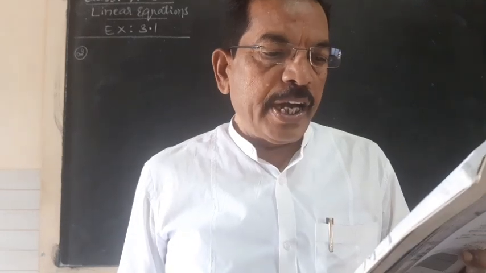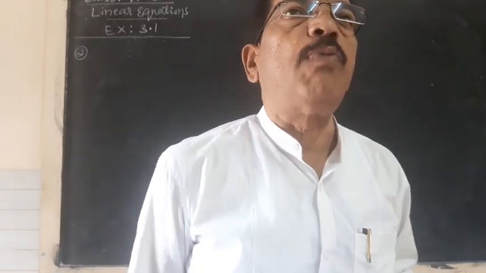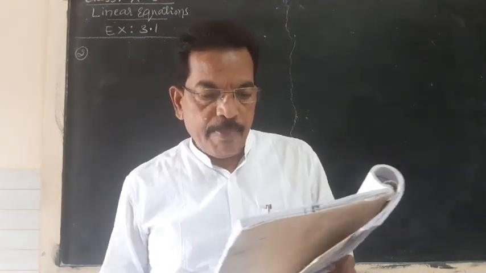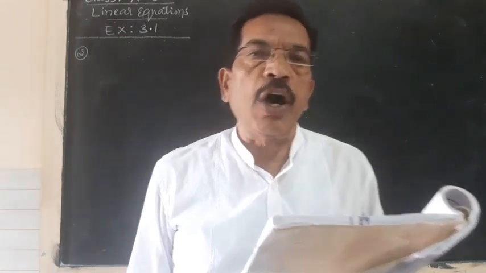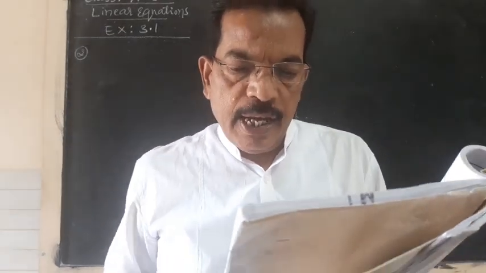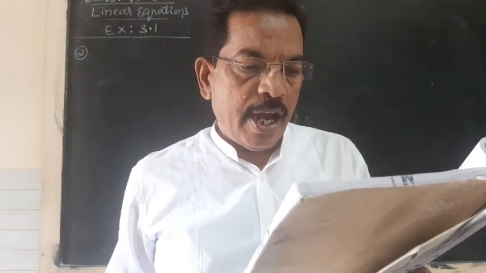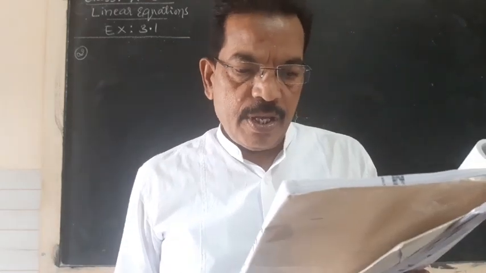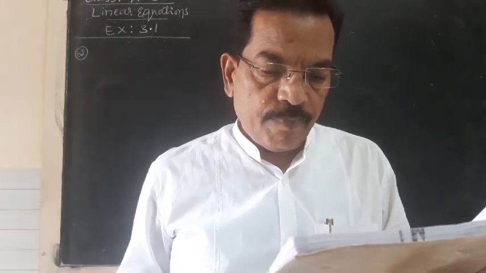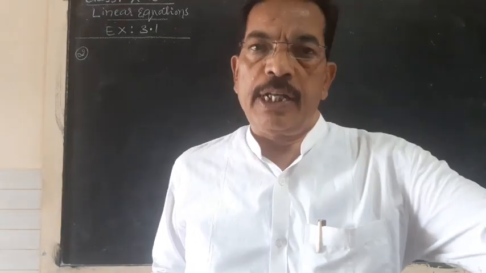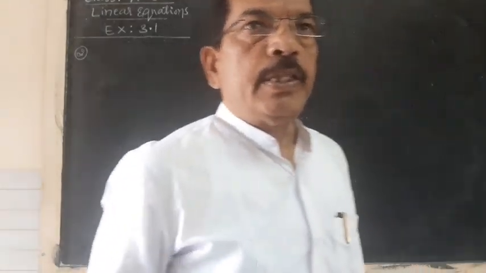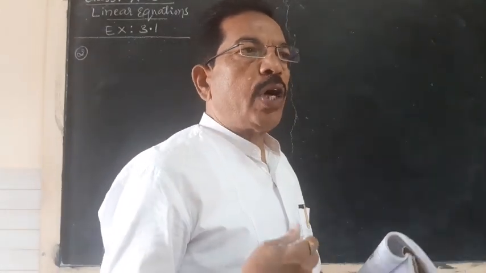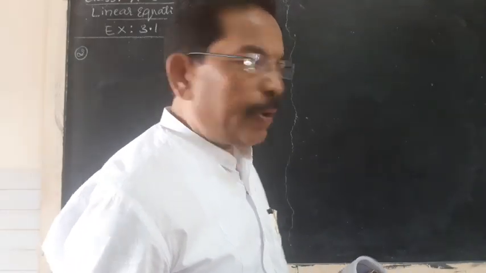The coach of a cricket team buys 3 bats and 6 balls for 3,900 rupees. Later she buys another bat and 3 more balls of the same kind for 1,300. Represent this situation algebraically and geometrically. This one is the problem related to linear equations. We have to convert the verbal statement into mathematical one.